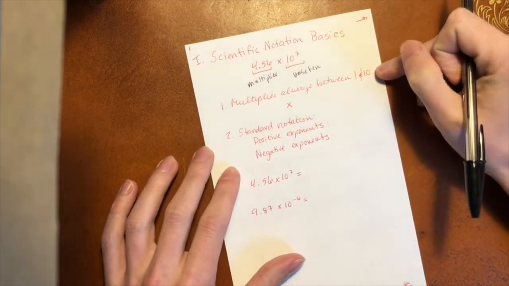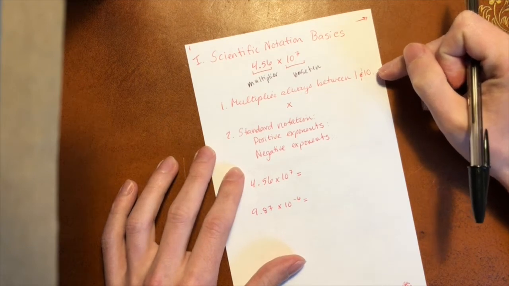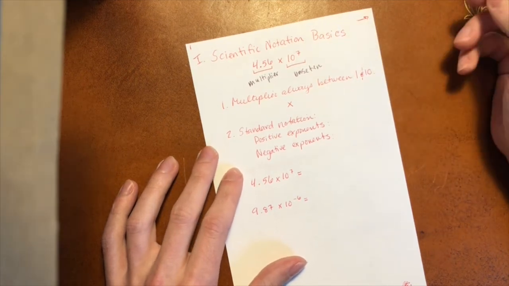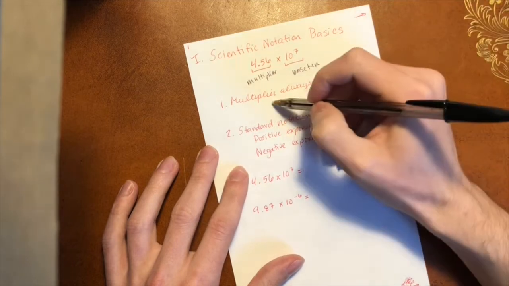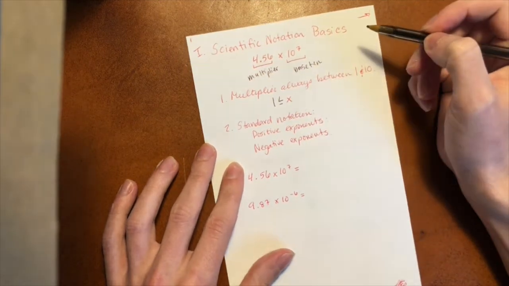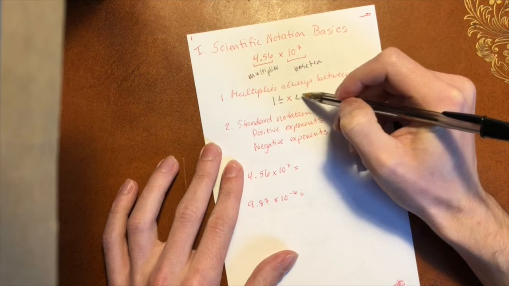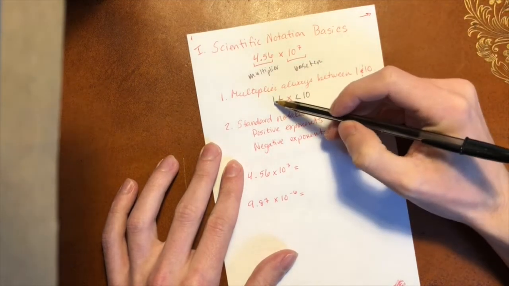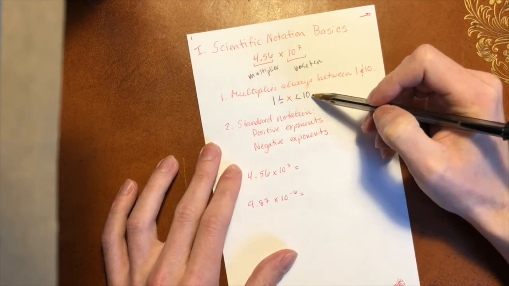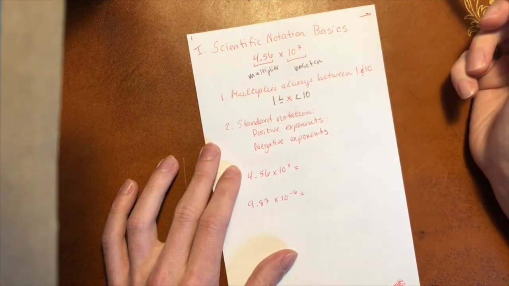So our multiplier is always between the numbers 1 and 10. That's very important. If we were to write that as an inequality, we would say that 1 is less than or equal to x, but x is less than 10, meaning that x could be 1, but x cannot be 10, and it could be any of the numbers in between for sure.